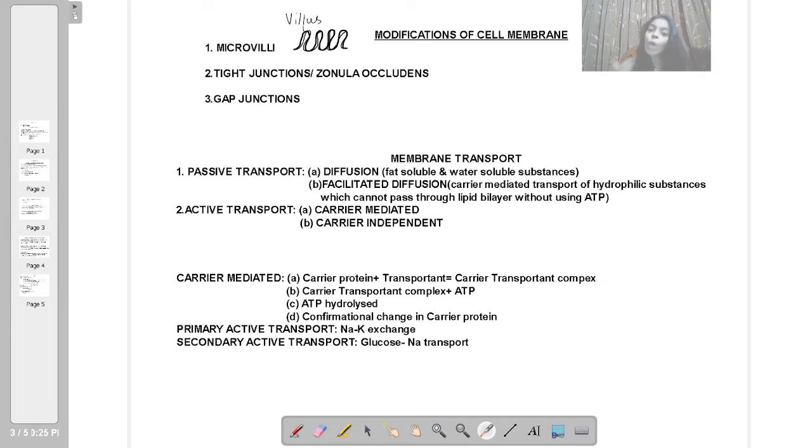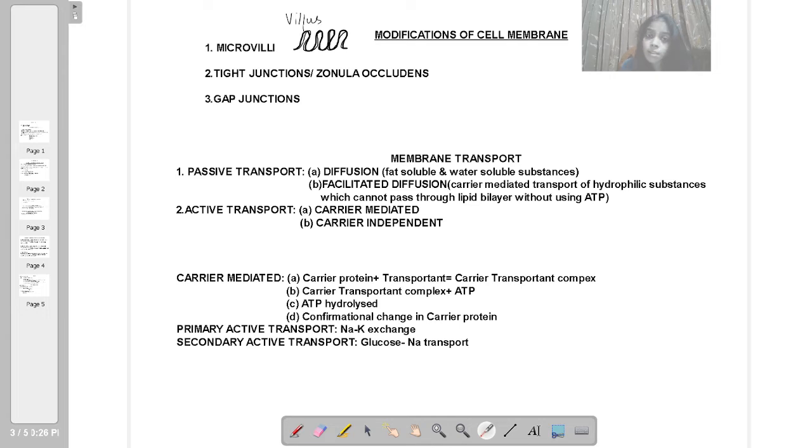Now diffusion, you have learnt in your lower classes that diffusion is movement of a substance. It can be a solute, it can be a solvent, from its higher concentration to its lower concentration. That means the substance will diffuse from its higher concentration zone to its lower concentration zone. So as it is taking place along the concentration gradient, no energy is required. So that is simply diffusion, simple diffusion.